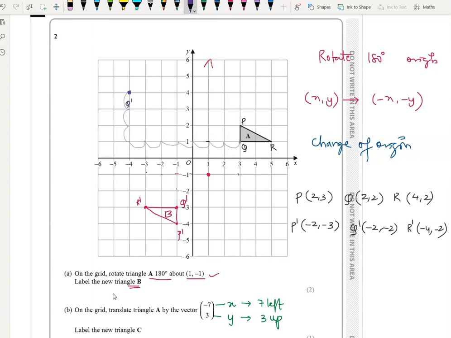Now, once you get one point, you can trace out the triangle. It will be somewhat like this. Okay, and this is your required triangle. Let's name it as triangle C. Okay, that's it for this question. Let's move to question number 3.